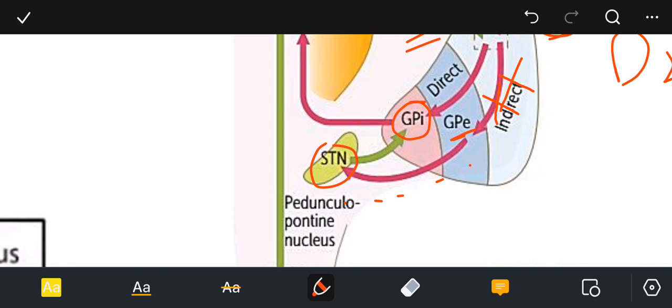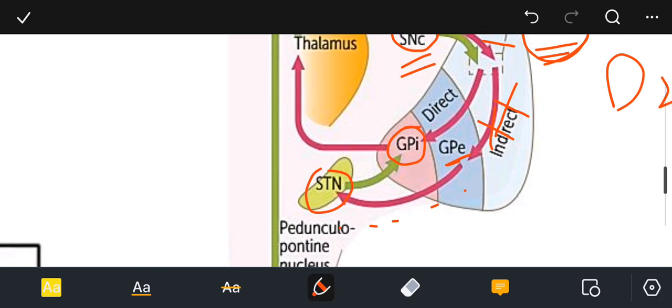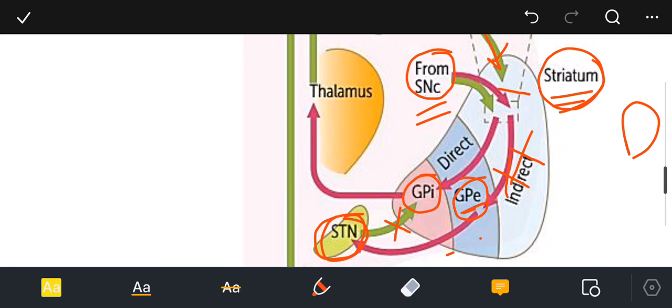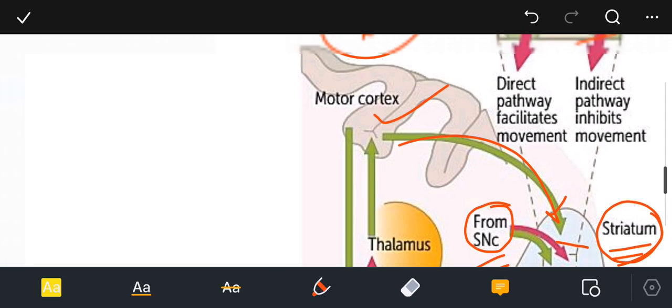When it sends the inhibitory signals to the subthalamic nucleus, the globus pallidus interna will not be stimulated because the subthalamic nucleus is inhibited by the globus pallidus externa. When globus pallidus interna is not stimulated, thalamus is not inhibited, and if thalamus is not inhibited, the premotor cortex will perform its action.